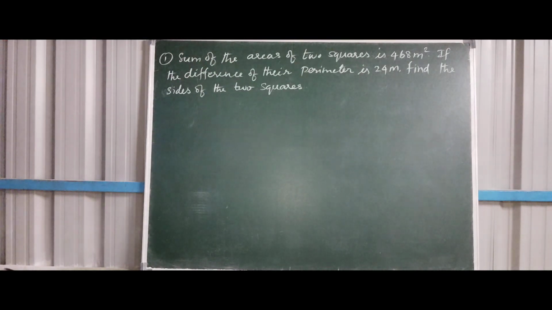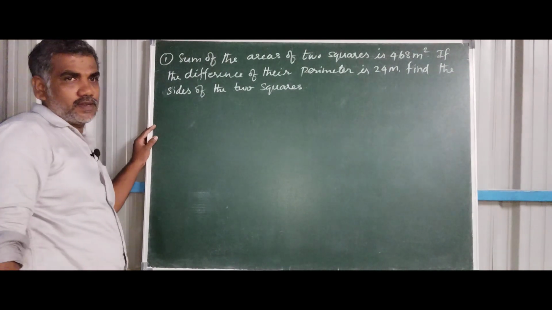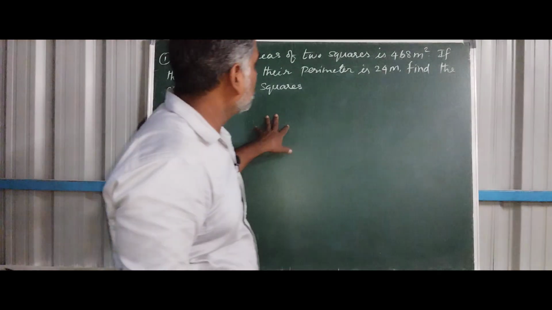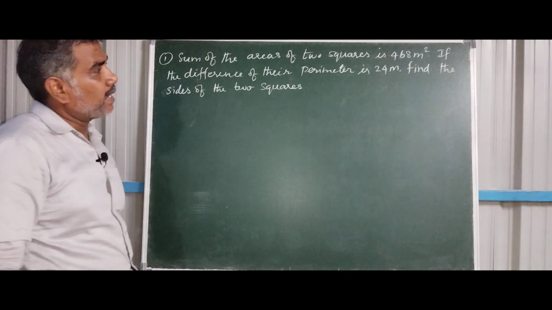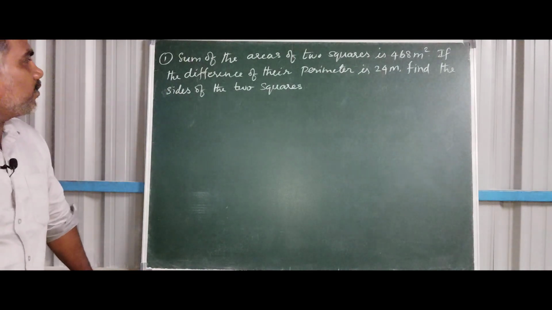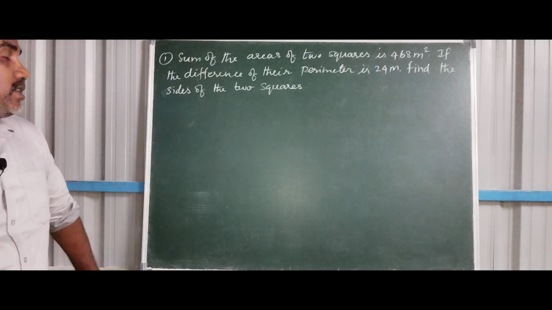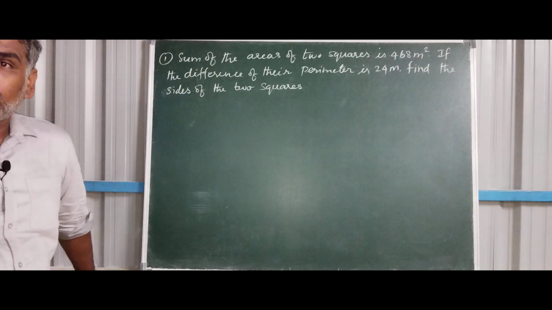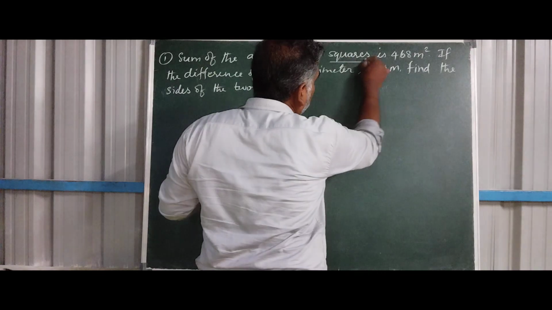Okay, listen. The sum of the areas of two squares is 468 meter square. If the difference of the perimeters is 24 meter, find the sides of the two squares. Clear? Good. So we are talking about the squares.